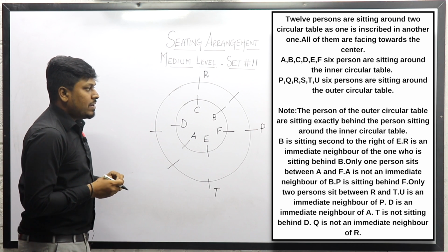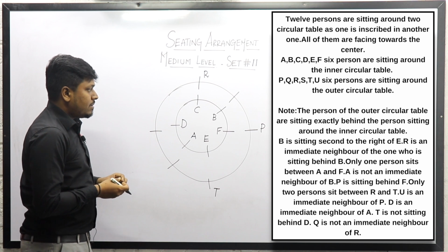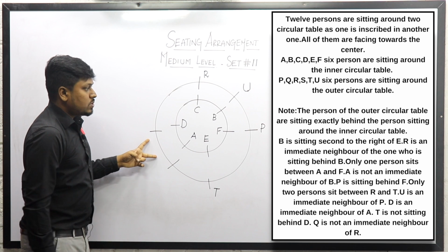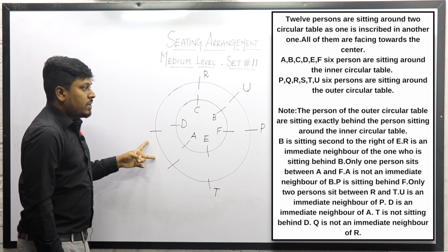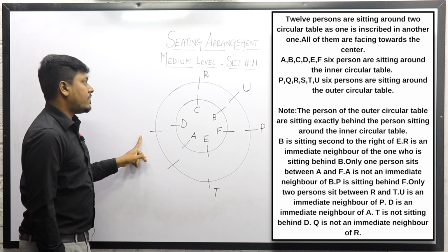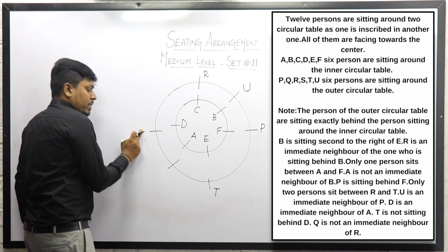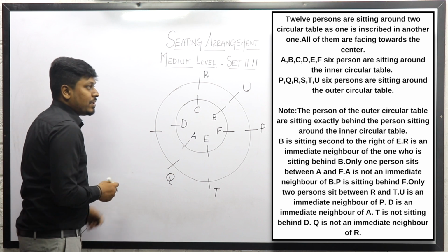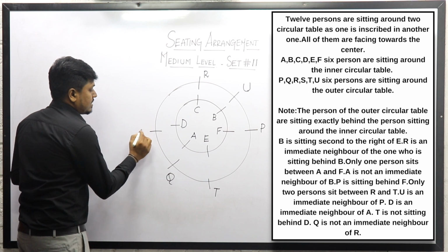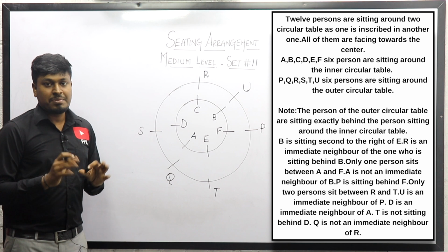Okay. And we know that between R and T there should be a gap of 2. U is an immediate neighbor of P, so definitely I should fix U here. Still one is remaining, and we know that T is not sitting behind D. Q is not an immediate neighbor of R, so I should not fix Q here. So the only chance is to fix Q here. What is the remaining letter? P, Q, R, S, so S is remaining, I should fix S. That's it. So this will be the answer for arrangement number 11.